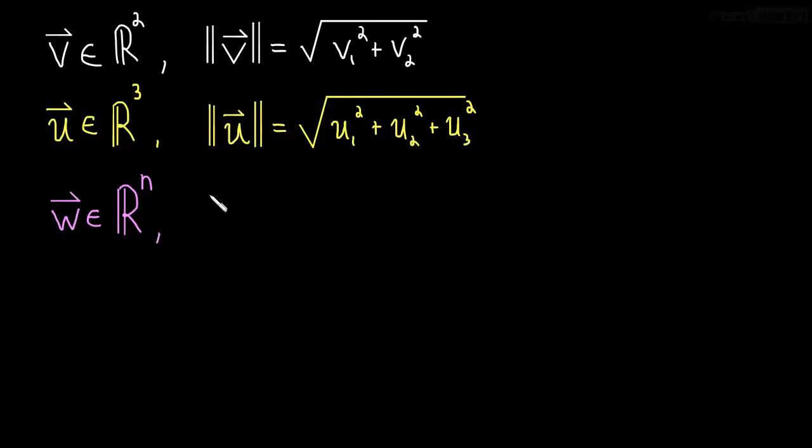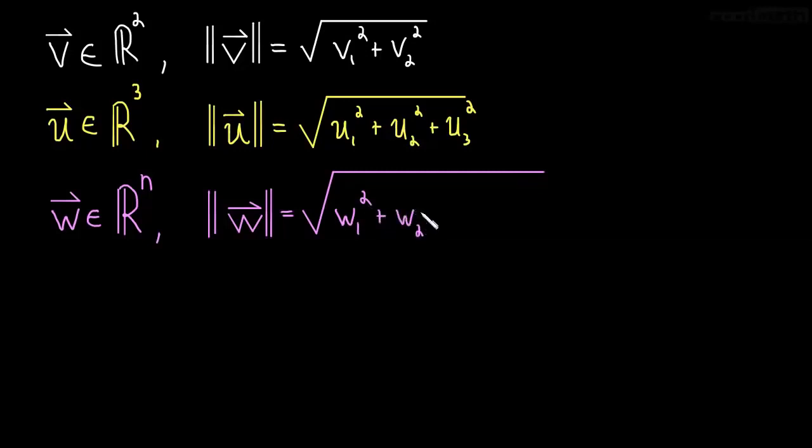For a vector in Rn, the length is defined to be as follows. This is just equal to the square root of w1 squared plus w2 squared plus everything in between, so w3 squared plus w4 squared, and so on, all the way up till you get to the last component. So you just take each component individually, you square it, you add all those together, and then you take the square root. That's how you find the length of any vector.